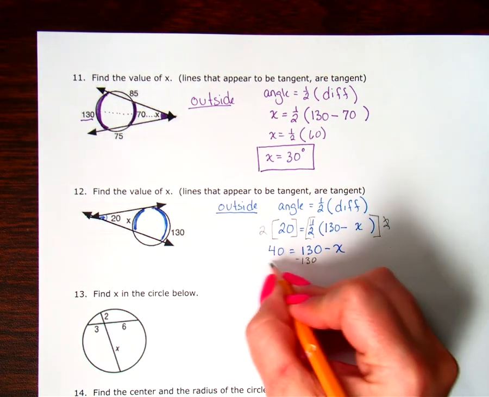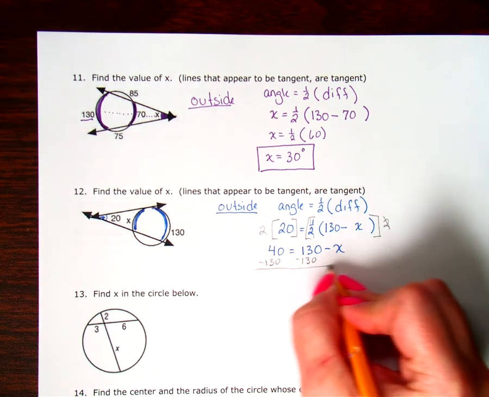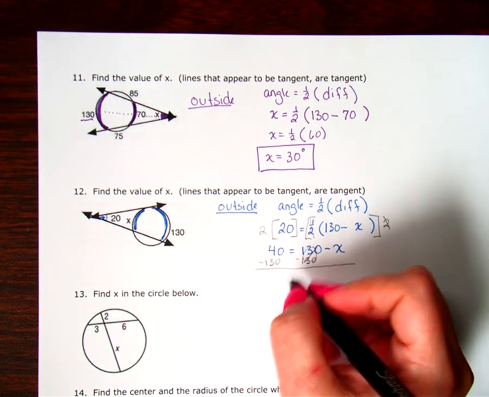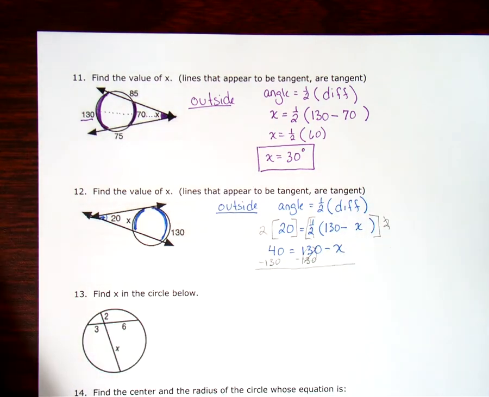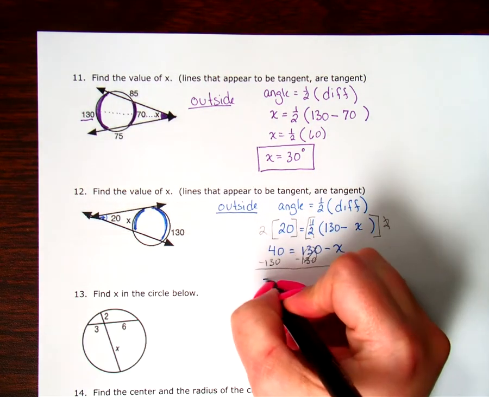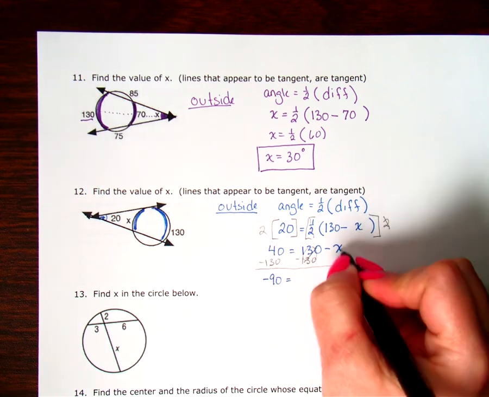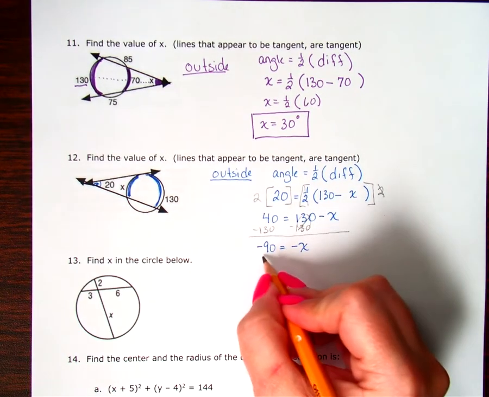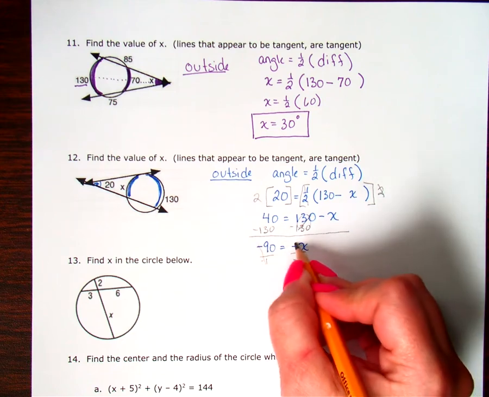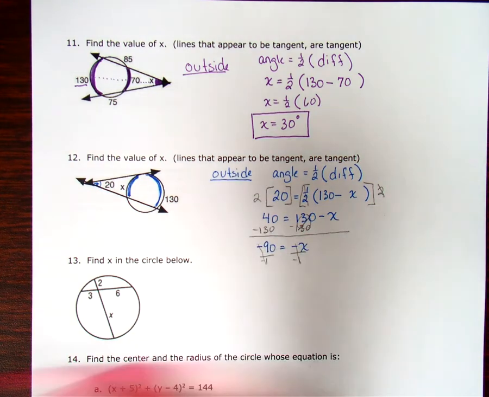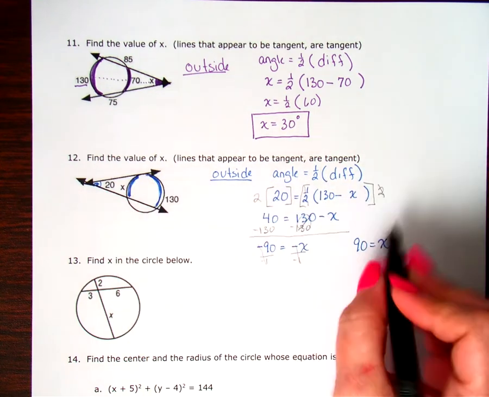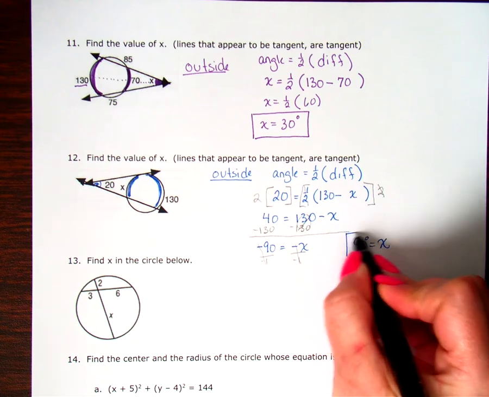Subtract 130 on both sides. And 40 minus 130 is a negative 90, which might scare us at first, but then we see it equals a negative x. So if negative 90 equals negative x, to get rid of that negative, I'm going to divide both sides by negative 1, which gives me a positive 90 equals a positive x. And since it's an arc, we're looking at its measure, it is 90 degrees.